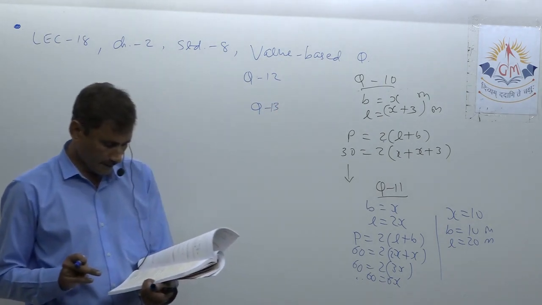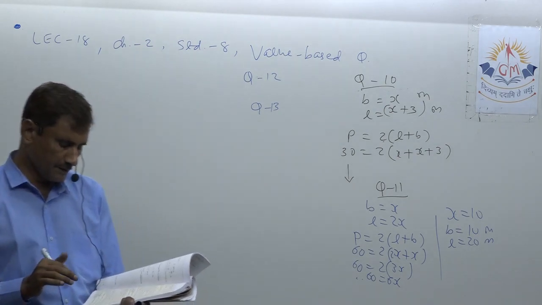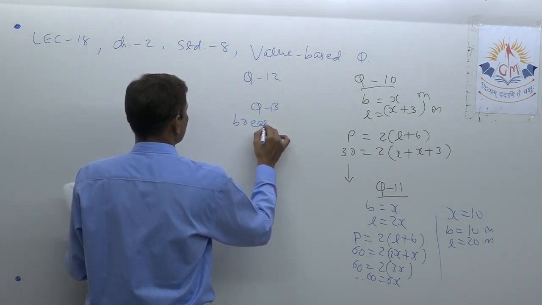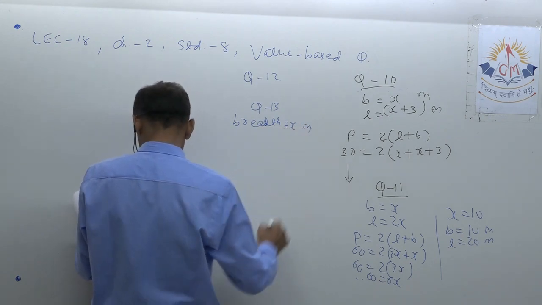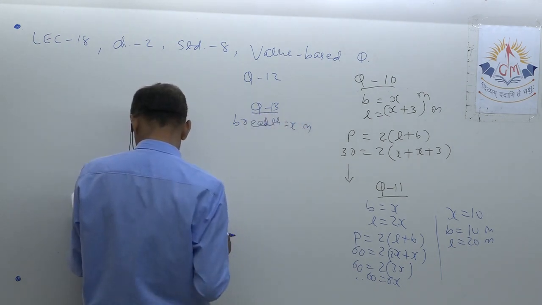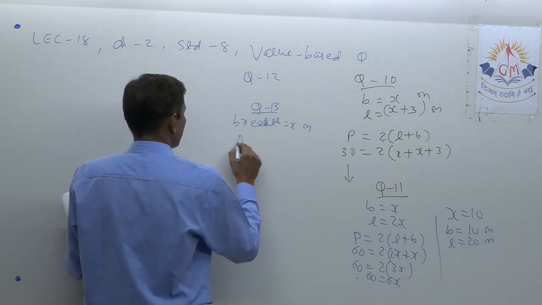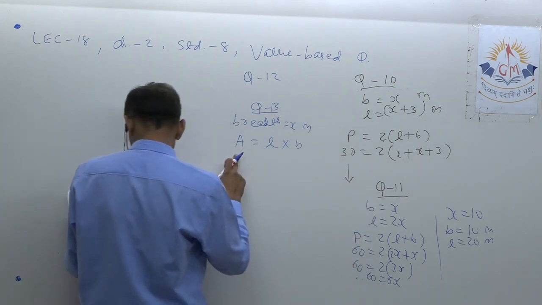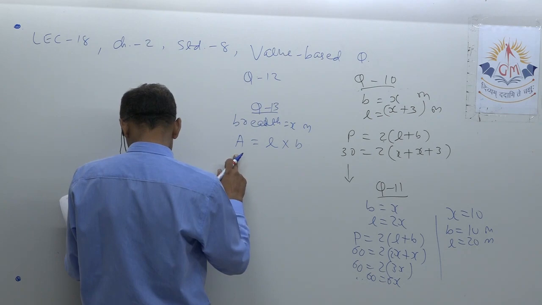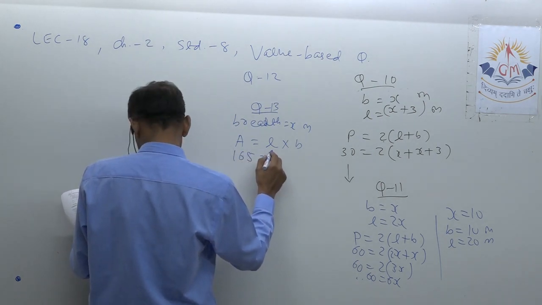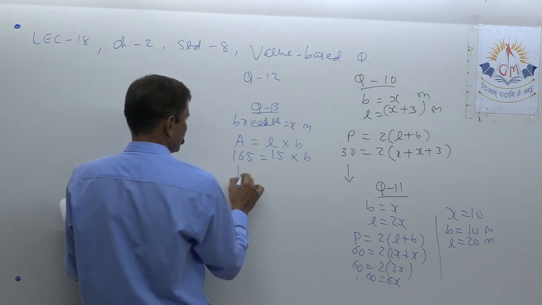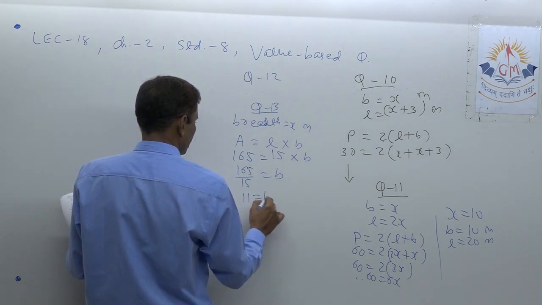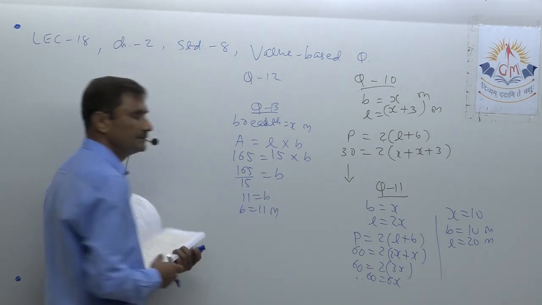Find the breadth of a rectangle with length 15 meters and area 165. So suppose breadth is x meter. Okay. Now they have given area. Area is equal to L into B. Just like perimeter's value was given earlier, here area's value is given, 165. Length is given 15. So obviously you can find B. So 165 upon 15. 15 ones are 15, again 15, so 11 equal to B. That means B equal to 11 meter.